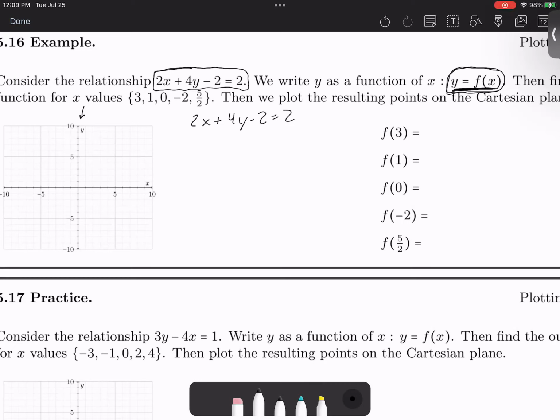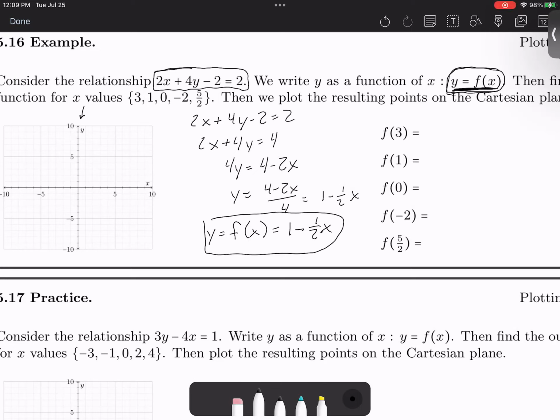So solving this for y, let's throw that 2 over to the other side. Let's subtract 2x. And let's divide by 4. Okay, so y as a function of x is equal to 1 minus 1/2 x.